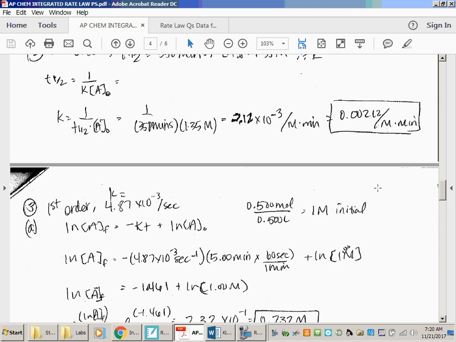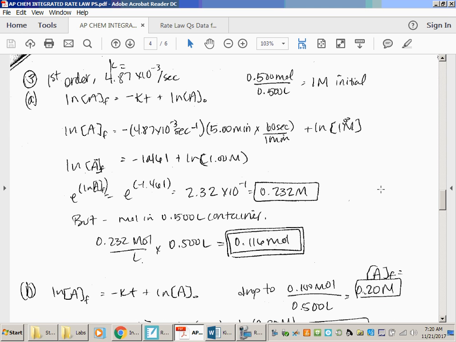Okay. 3, it gave you slightly different starting points, so it gave you moles and liters, or milliliters, so therefore you had to find your own molarity. You cannot plug moles into these concentrations, you have to get to molarity first. So you had the 0.5 moles over 500 milliliters, which is 0.5 liters. So your initial concentration was 1 molar.